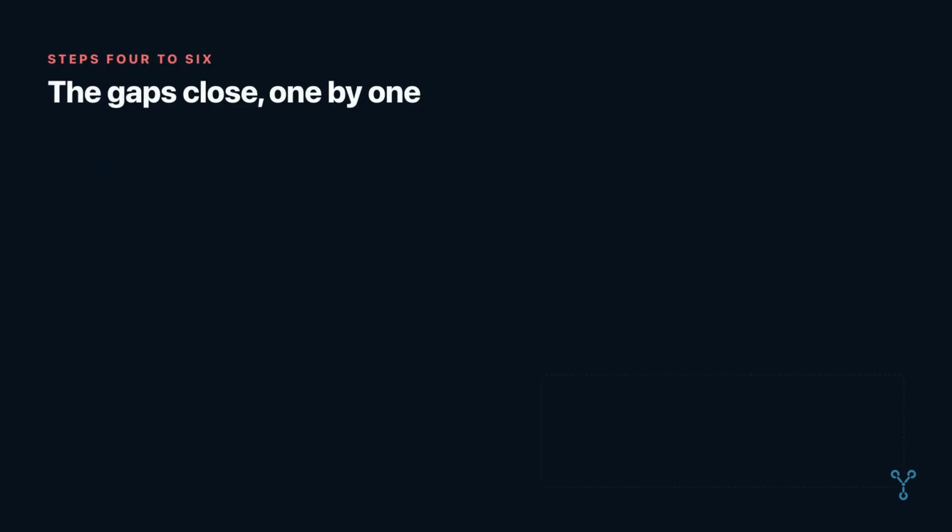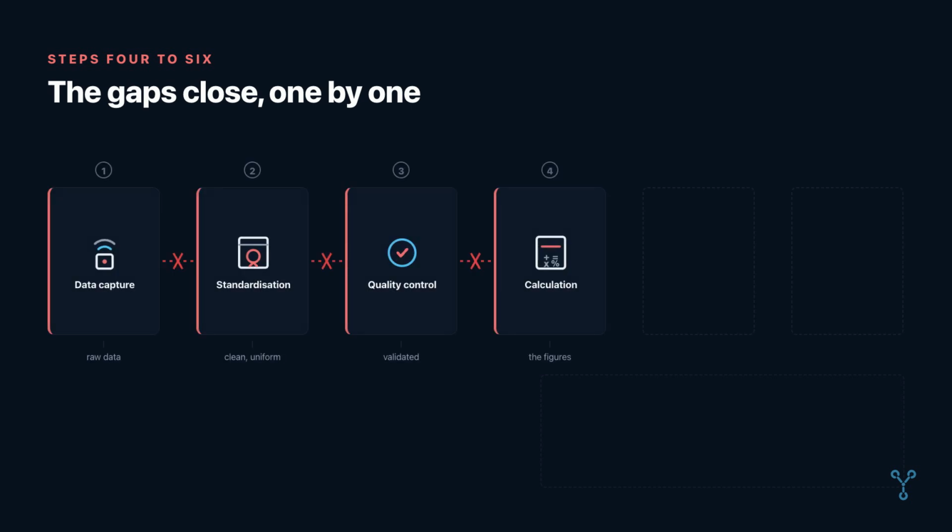The 4th step is calculation. Here, the system runs the standardized data through the project's emission reduction formulas. This produces the final emission reduction figures. The 5th step is independent verification. During this step, a third-party auditor reviews the data trail. This produces a verification statement. An auditor is an independent expert who checks the work.